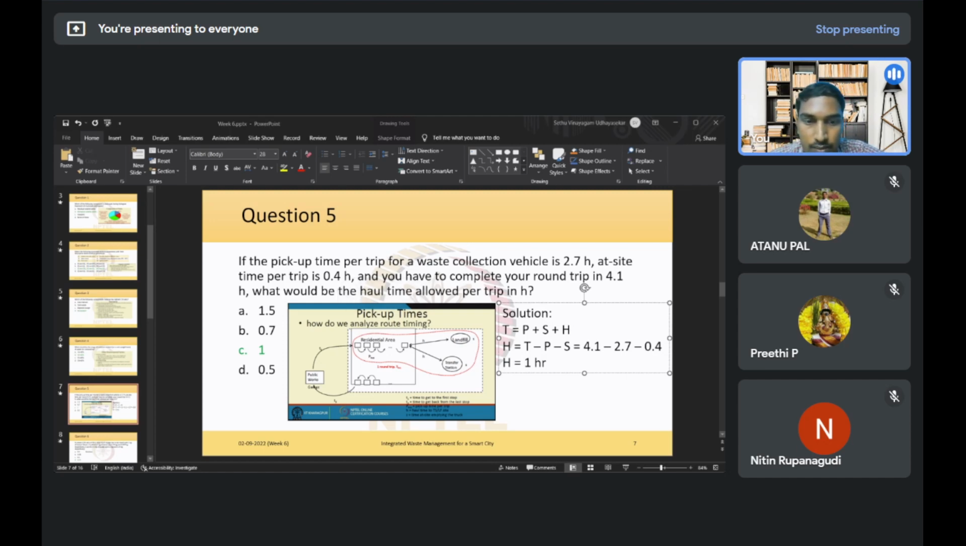When we are talking about the round trip, we are not interested in this T1 and T2. This T1 and T2 happens only one time in the day. In the morning there will be T1 when the truck leaves from the garage to the residential area, and then at the end of the day when it goes back to the garage, the time taken is T2. Right. So these two components take place only once. But in this problem, we are not interested in T1 or T2. We are only interested in the round trip, right? Which only contains these three components.